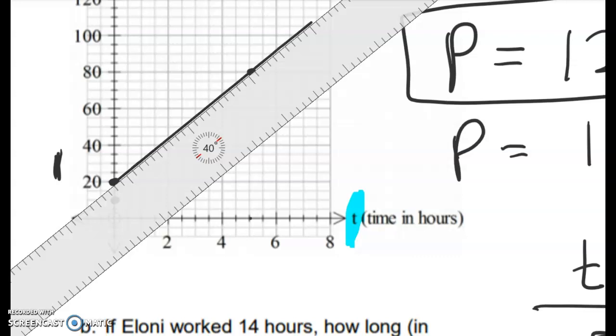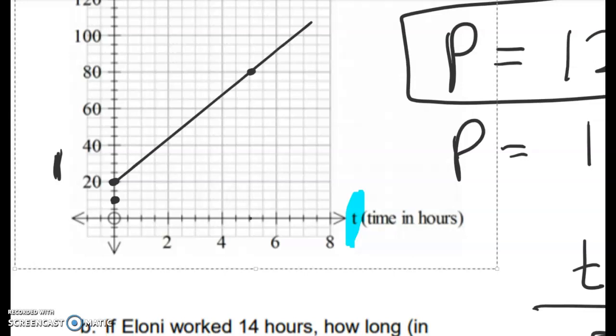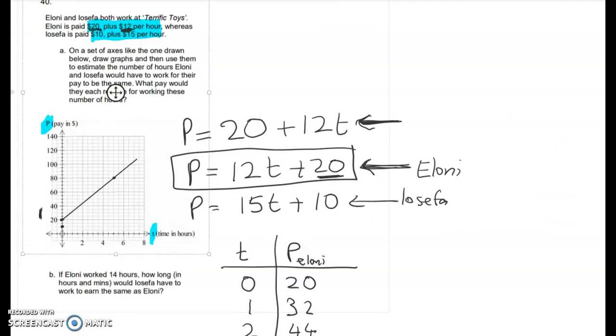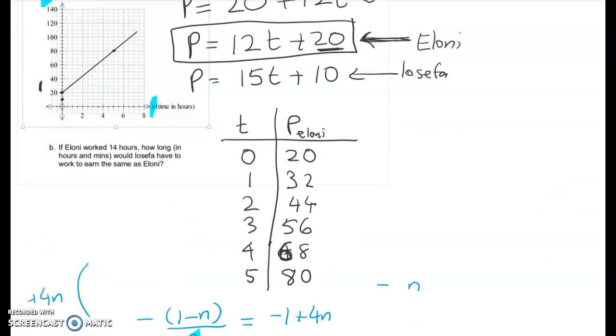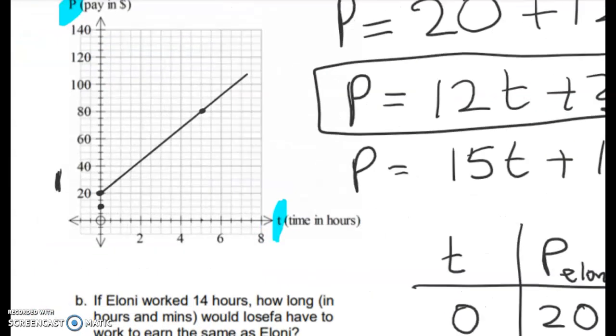Okay, now we're going to do the same thing for Josefa's pay. We've got T here and we've got P here for pay. 0, 1, 2, and 3, and 4. So no hours, he earns $10. 1 hour, 25. 2 hours, 40, and so on. This point is going to be really easy for us to draw accurately. So let's do that one now. So 2 hours and $40.